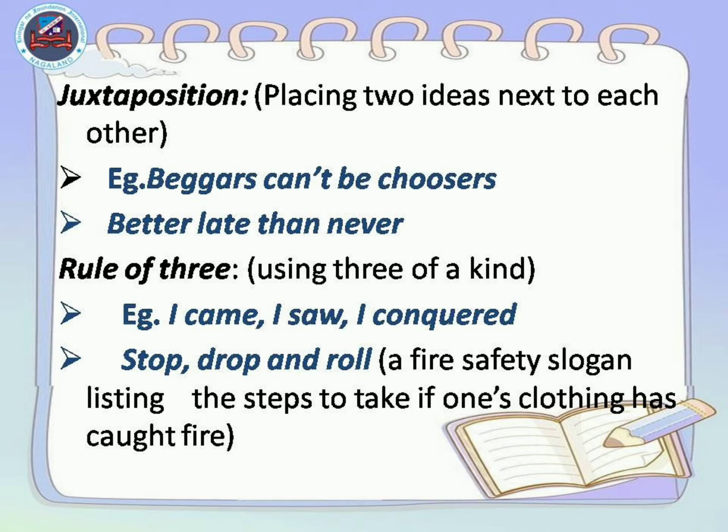The next one is rule of three or power of three. Here, power of three suggests that things that come in threes are funnier, more satisfying and more effective. The example here is I came, I saw, I conquered, or stop, drop and roll. And another example which is very famous, rock, paper, scissors. So these are examples of rule of three.